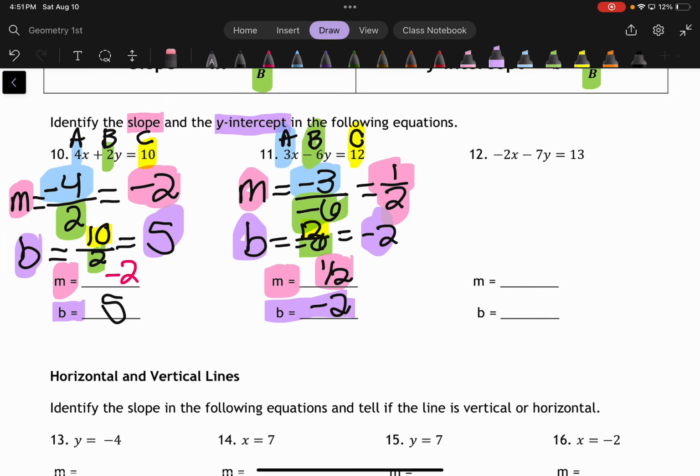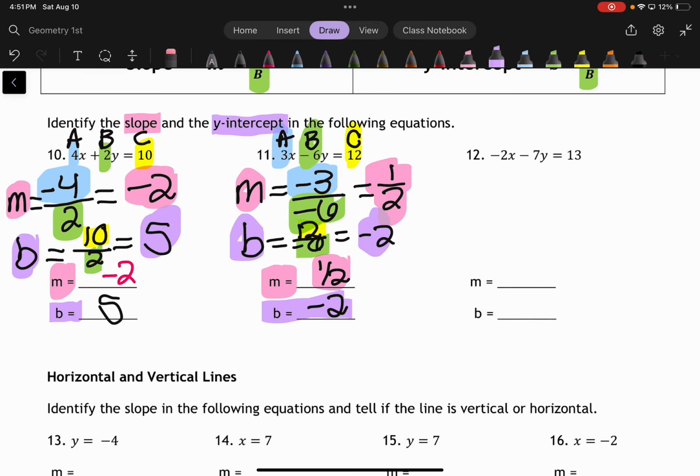All right, and then the last one of these, number 12, again, we're going to do the same thing. We identify our A, our B, and our C. And we are finding our slope and our y-intercept. So here on our M, it's going to be -A over B. So A happens to be -2. So I'm going to put -2 here.